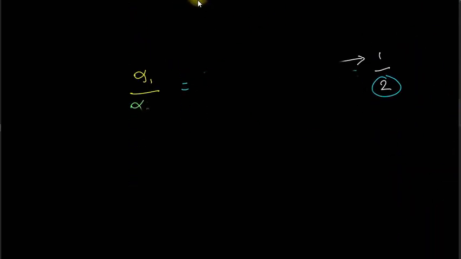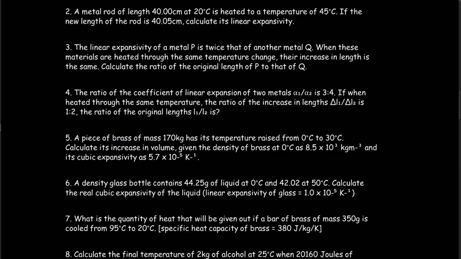Okay, so on to the next question. The ratio of the coefficients, okay, I've done that. Number 5: a piece of brass of mass 170 kg has its temperature raised from 0 degrees. Calculate its increased volume, given the density of brass. Okay, so that's volume expansivity, right? And I promise to go into some detail about volume expansivity.